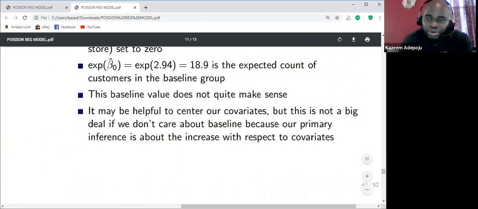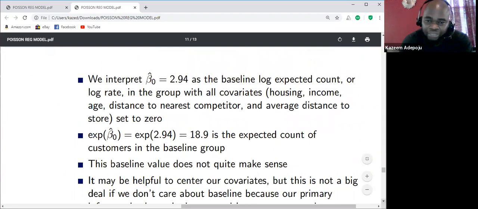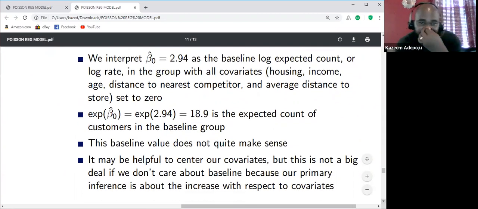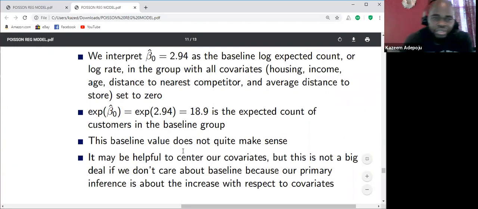So, do you know that you can interpret the beta naught based on this data set? We interpret the beta naught, 2.94, as the baseline log expected count, or log rate, in the group with all covariates (housing, income, distance to nearest competitor, and average distance to store) set as 0. So you're working on the intercept.